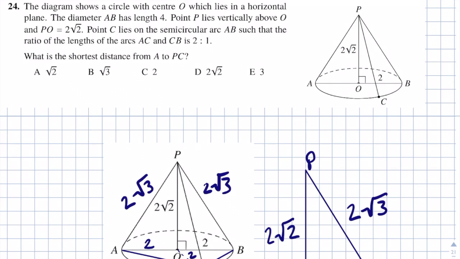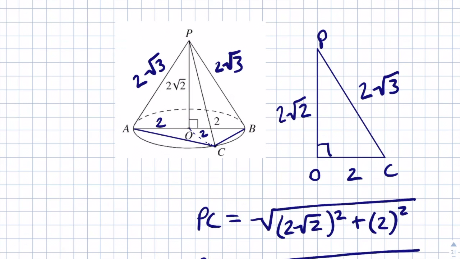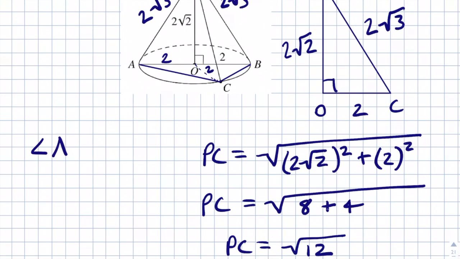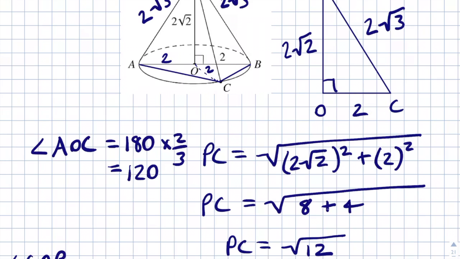Now, in the question, we are told that the ratio of the lengths of the arc of AC and CB is in the ratio of 2:1. So what that means, because there's 180 degrees within a semicircle, we can work out what angle AOC is and what angle COB is. Because angle AOC is going to be 180 multiplied by 2/3, which is 120.